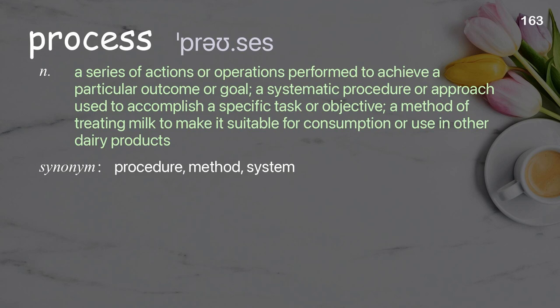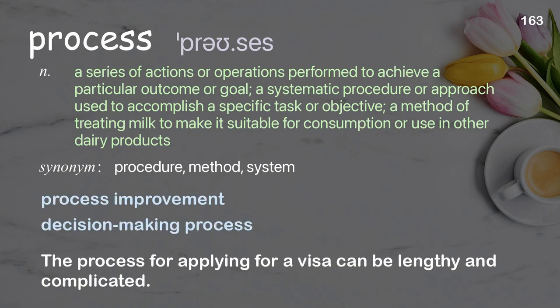Process. A series of actions or operations performed to achieve a particular outcome or goal, a systematic procedure or approach used to accomplish a specific task or objective, a method of treating milk to make it suitable for consumption or use in other dairy products. Examples: process improvement, decision-making process. The process for applying for a visa can be lengthy and complicated.